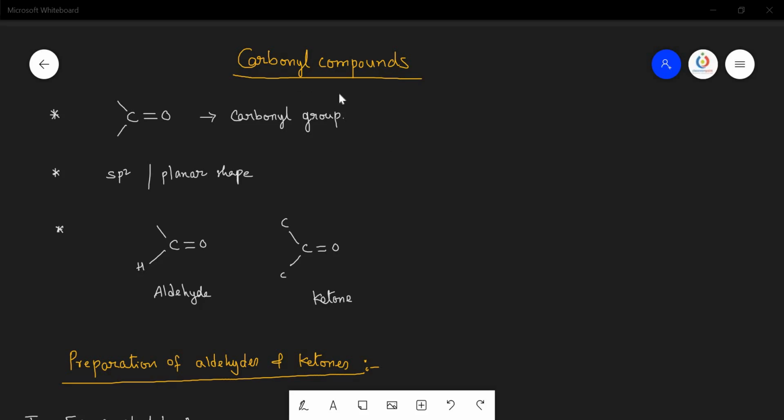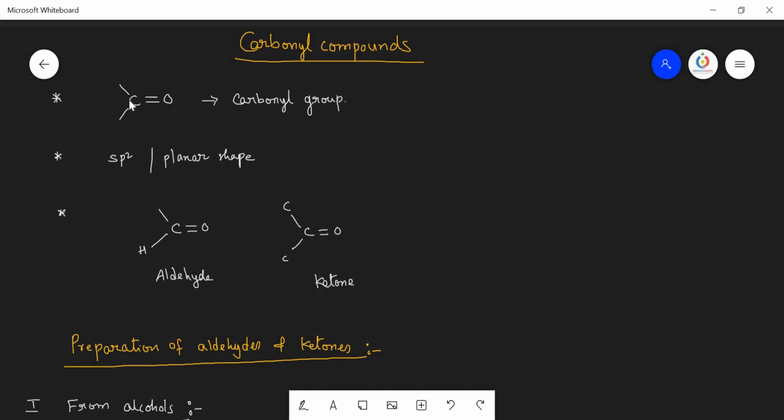In today's session, we shall discuss the carbonyl compounds. Carbonyl compounds means the compounds having the carbon-oxygen double bond group. In these carbonyl compounds, carbon always participates in sp2 hybridization and has a planar shape with bond angle 120 degrees. These carbonyl compounds are of two types, called aldehyde and ketone.